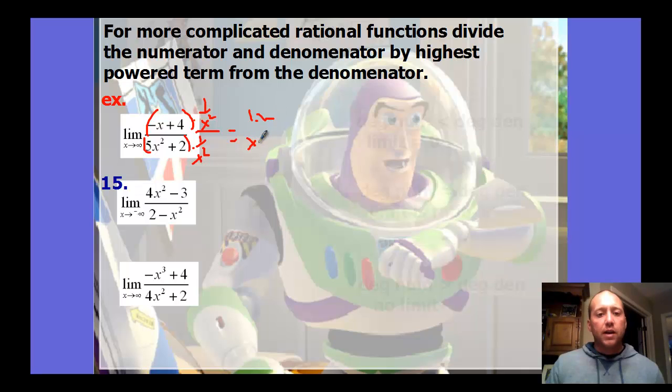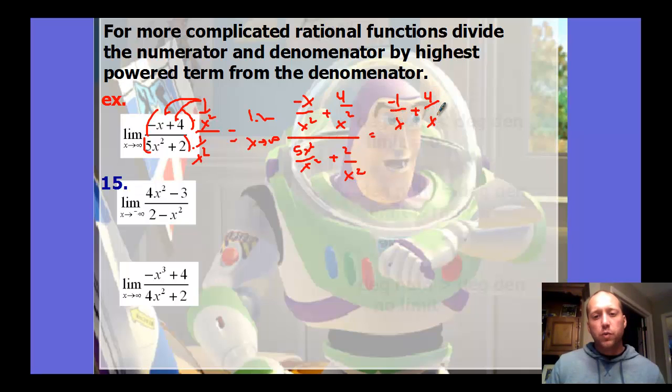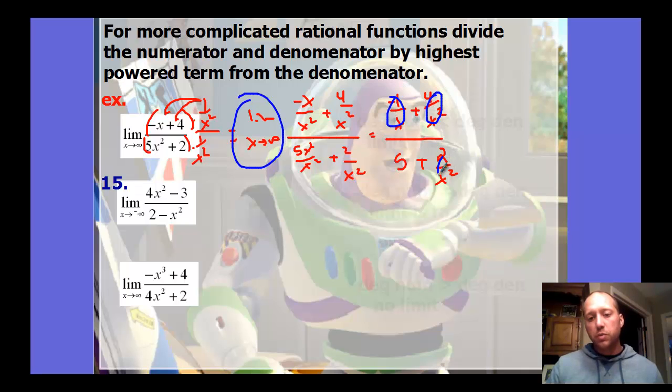Then we get the limit as x approaches infinity of, distributed to both terms, negative x over x squared plus 4 over x squared, all over 5x squared over x squared plus 2 over x squared. We can reduce that. If we reduce that, we get negative 1 over x plus 4 over x squared, over 5 plus 2 over x squared. You don't really have to reduce this if you see what's going to occur. If we look at the limit as x approaches infinity, this term is going to be 0, this term is going to be 0, this term is going to be 0, so we end up with 0 over 5, which is 0.